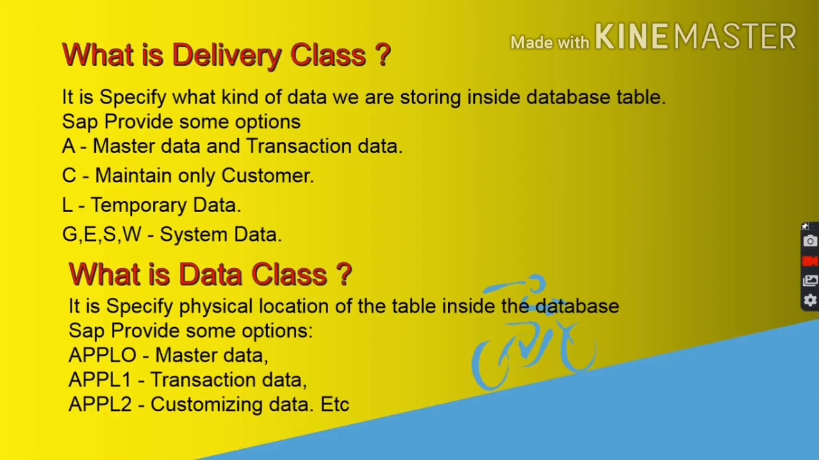What is the delivery class? The delivery class specifies what kind of data we are storing inside the database table. SAP provides some options for that: A for master data or transaction data, C for customer maintained, meaning maintained only by the customer and not by SAP, L for temporary data, and W for system data. Depending upon our requirement, we select the particular option.